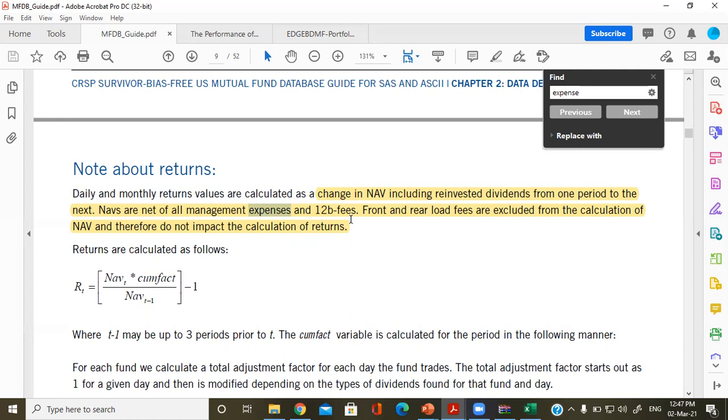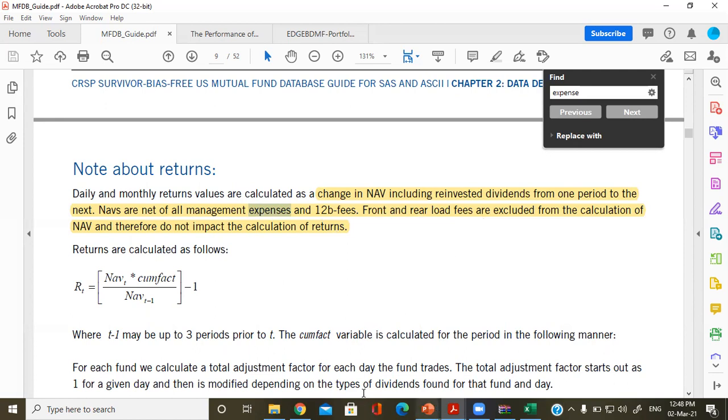And the alternative name of the back-end load, what Khalid has mentioned, is the rear load fee. The thing is that front and rear load fees are excluded from the calculation of NAV and therefore do not impact the calculation of return.